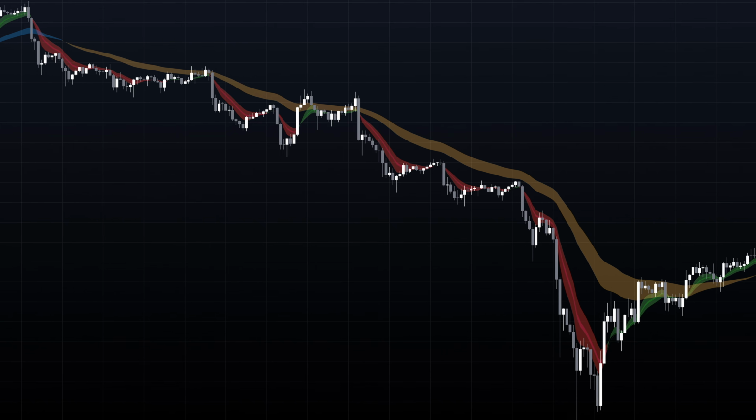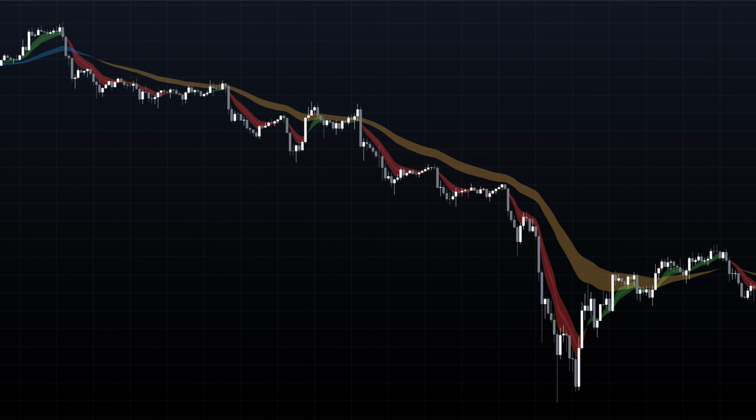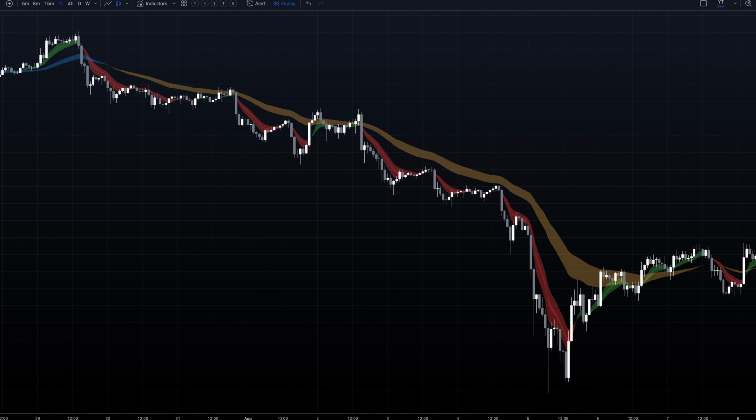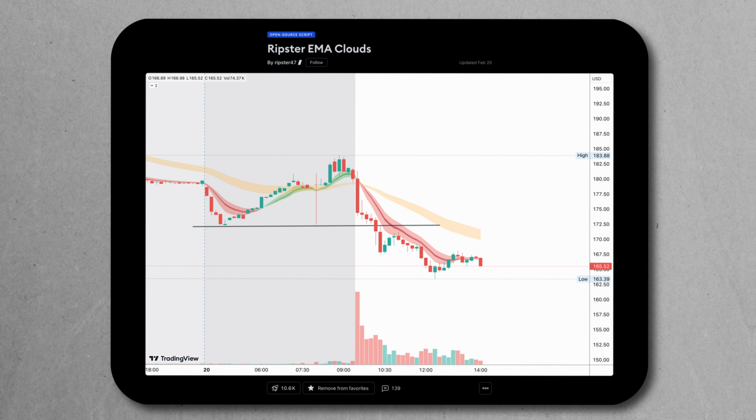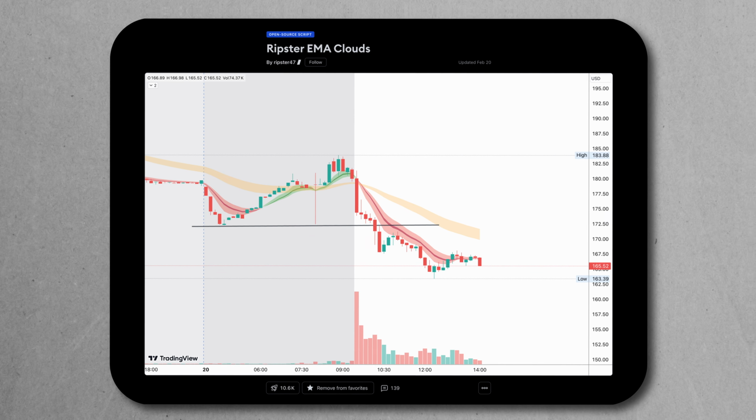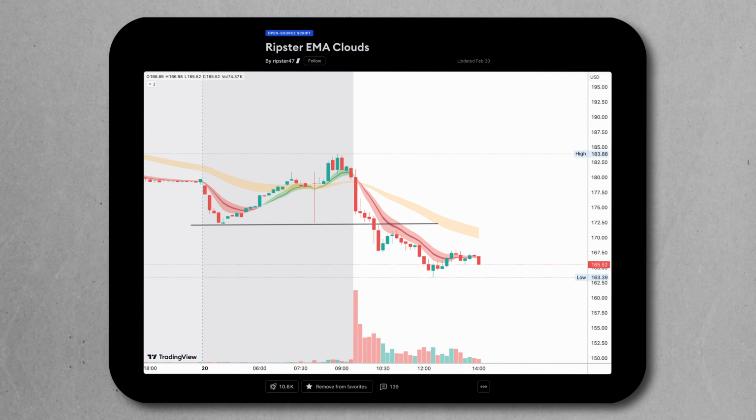Our third indicator uses overlapping clouds of exponential moving averages to provide a clear view of price trends. It allows traders to visualize up to 5 EMA clouds, each formed by the gap between a shorter and longer period EMA. It's called Ripster EMA Clouds by Ripster47.